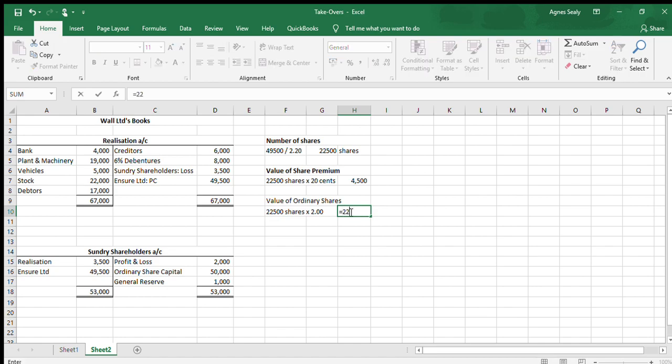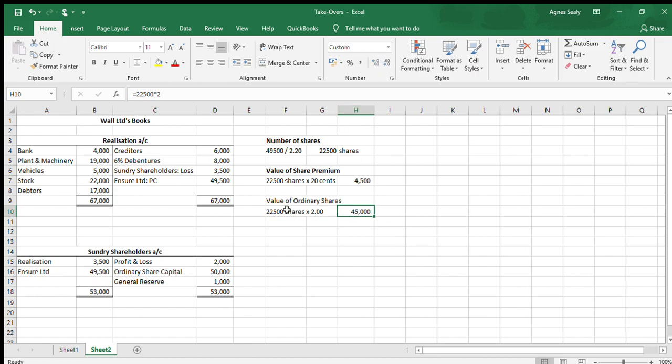So that is 22,500 multiplied by $2. So the value of the ordinary shares is $45,000. But again, the question only asked us to compute the value of the share premium. So in order to calculate the value of the share premium, we have to first calculate the number of shares. And when we get the number of shares, then we take that number of shares and multiply it by the premium, which is the 20 cents. So we get the value of the share premium of 4,500. But then our ordinary shares will be $45,000.